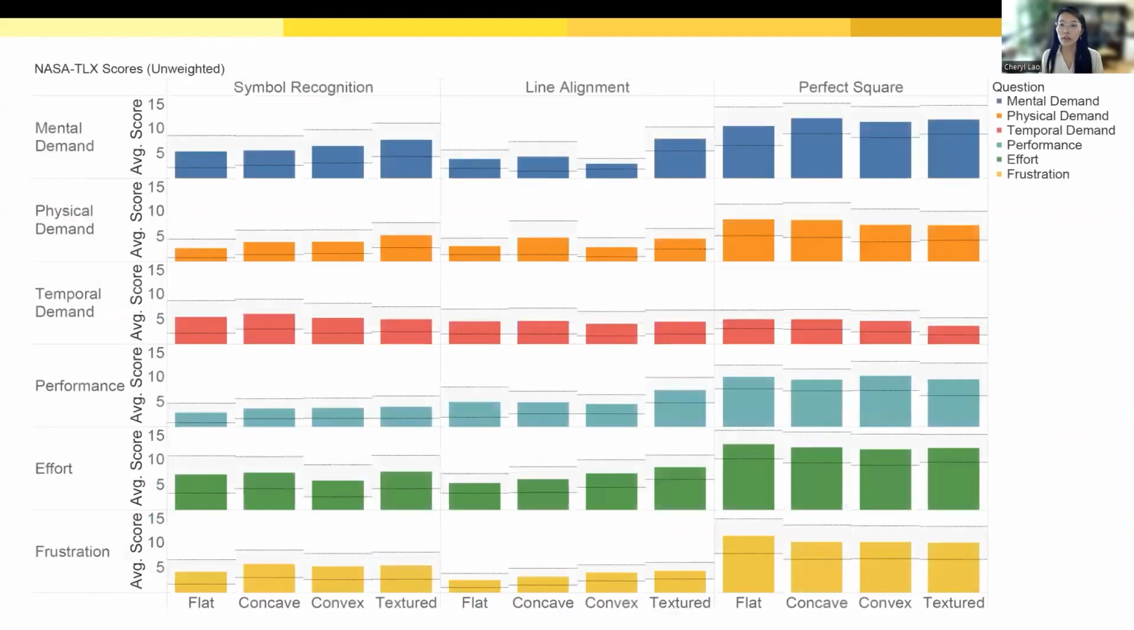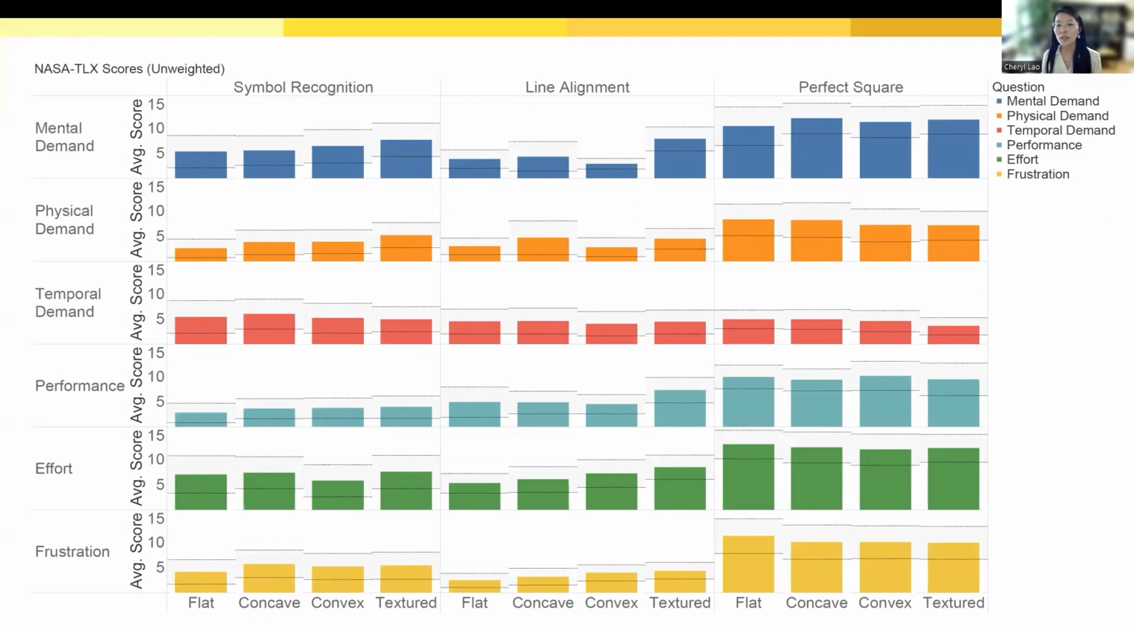In terms of qualitative feedback from the participants, most participants talked about how they struggled with the perfect square task. This was also reflected in the unweighted NASA TLX scores from those participants. In the post-study survey, participant 4 elaborated on how the lack of detail made it difficult to identify the location of the ocular point in the perfect square task. And this was for the flat wall.